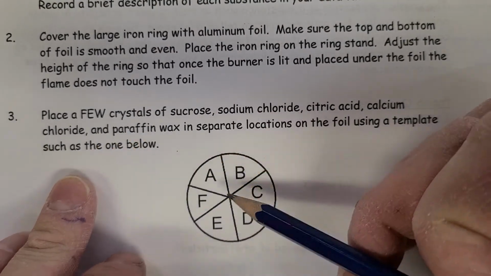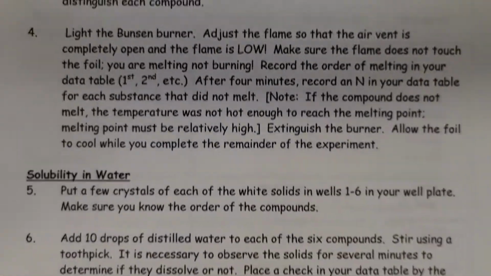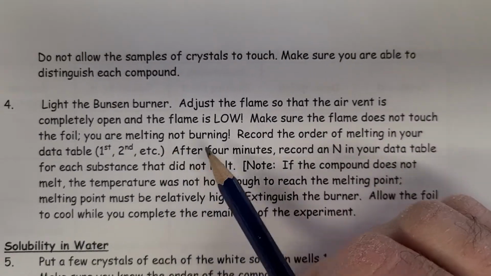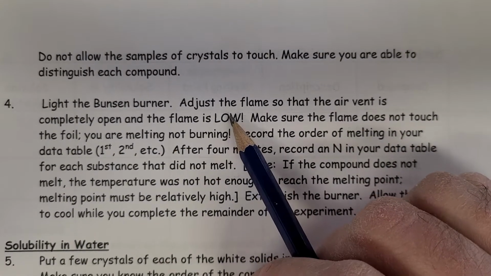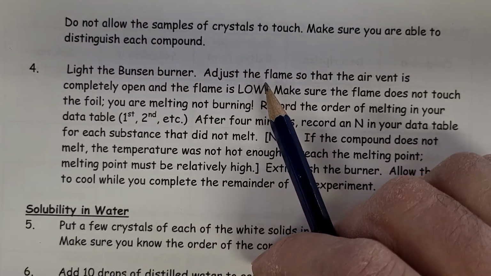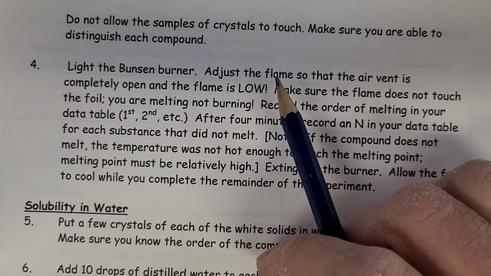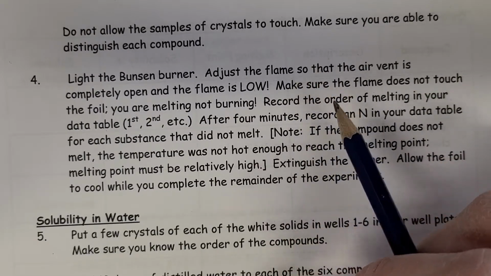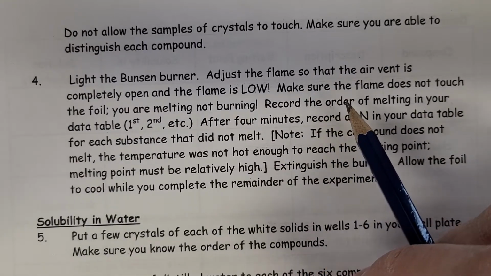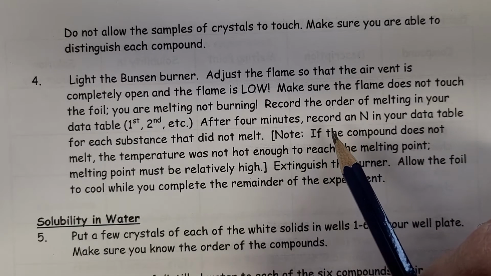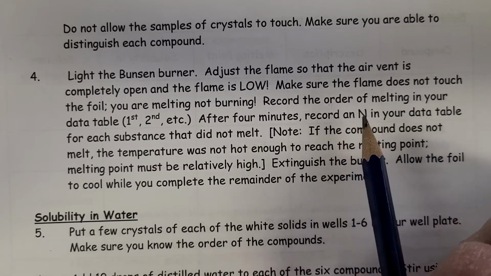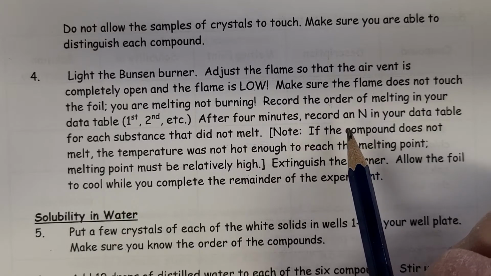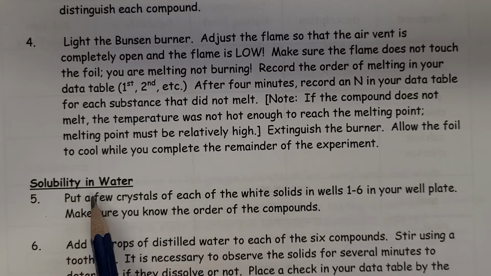Placing a few crystals of each substance in there, and then we're going to place a butane burner underneath. Make sure we have a low flame because we don't want this stuff to catch on fire. We basically just want to heat it up a little bit so that it melts. So I'm just getting the burner ready now, and we're just going to simply write down the order of melting. Of course, whatever melts first will have the lowest melting point, and whatever melts last will have a higher one. And there'll be some substances here that won't melt because we cannot get a high enough temperature with our butane burner.